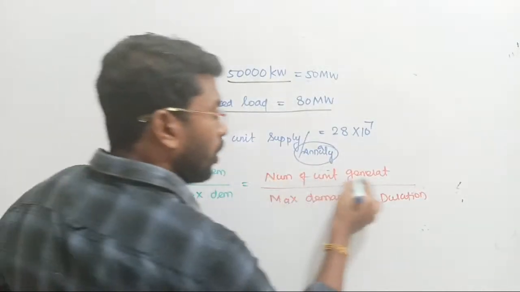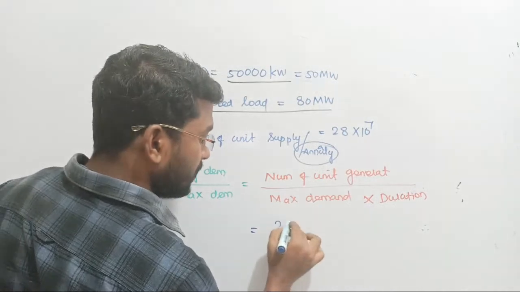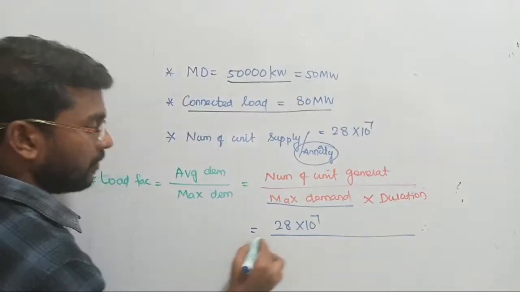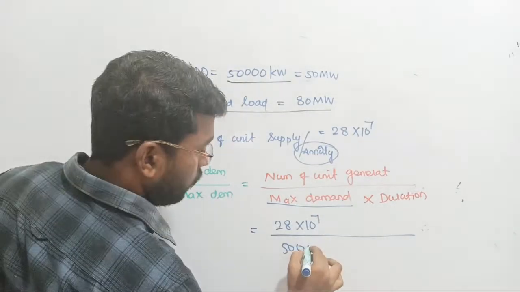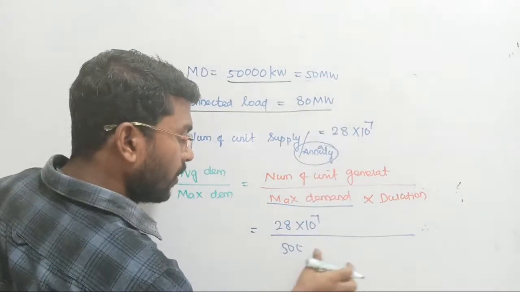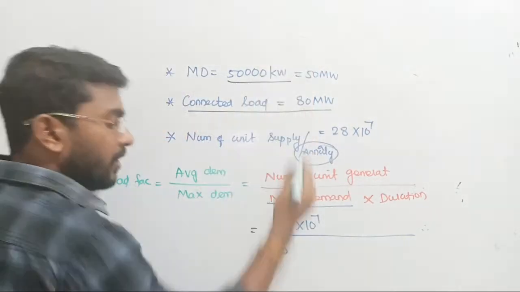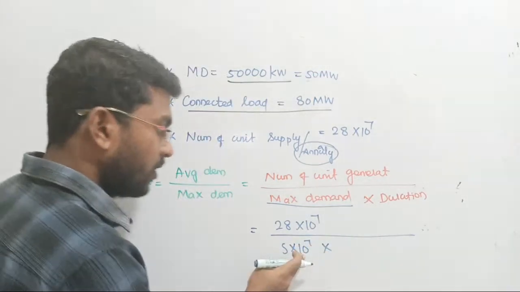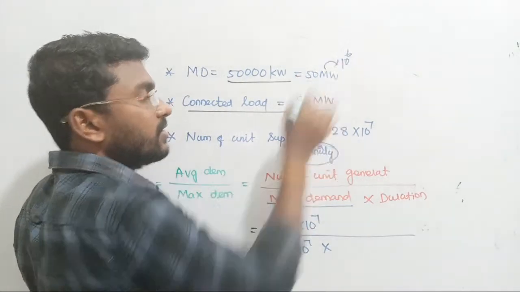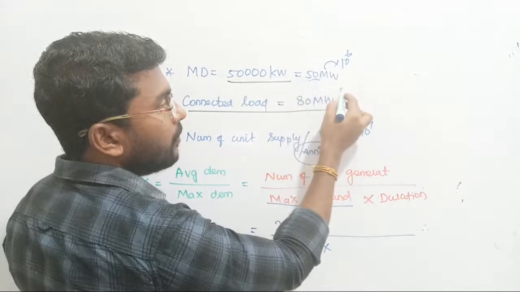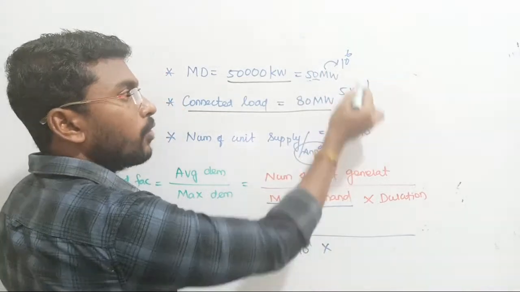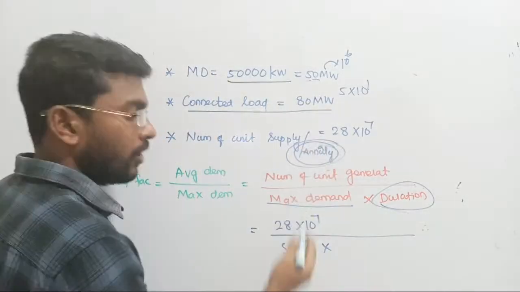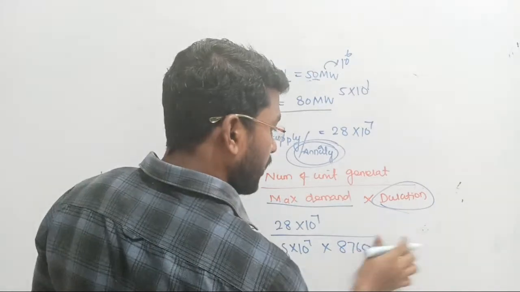Yes or no? The total number of unit generation is given clearly, that is 28 into 10 power 7, divided by maximum demand, which is given in our question, 50,000, or I can say 50 megawatts simply. 50 megawatt, we can write as 5 into 10 power 7. Is there any mistake in my calculation? Just see, megawatt is 10 power 6. This zero, we can write 50 as 5 into 10 power 1. So 10 power 1 into 10 power 6 becomes 10 power 7. So 5 into 10 power 7 into duration, how much? 1 year. How much will 1 year come? 8760. Anyone, please tell me the answer.